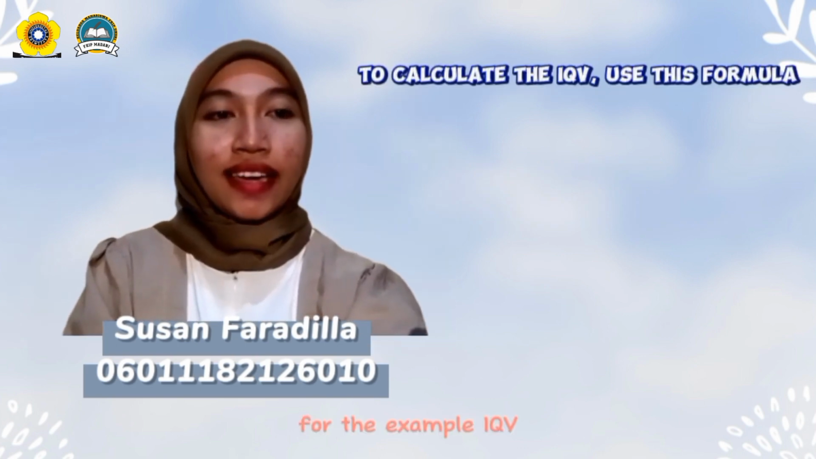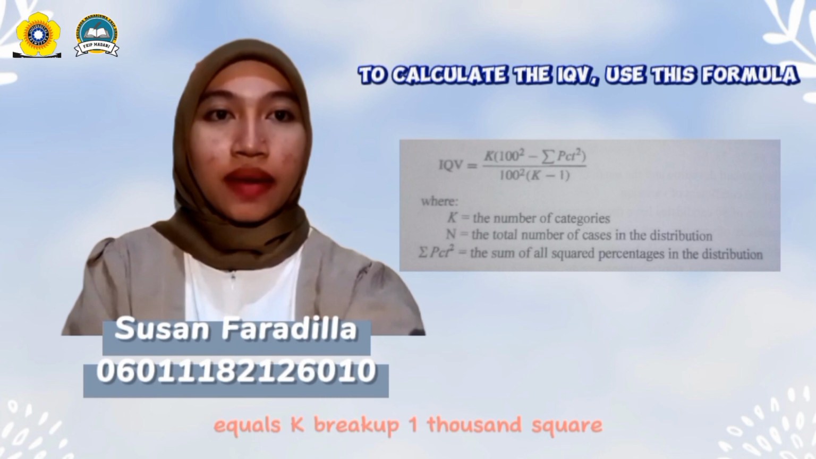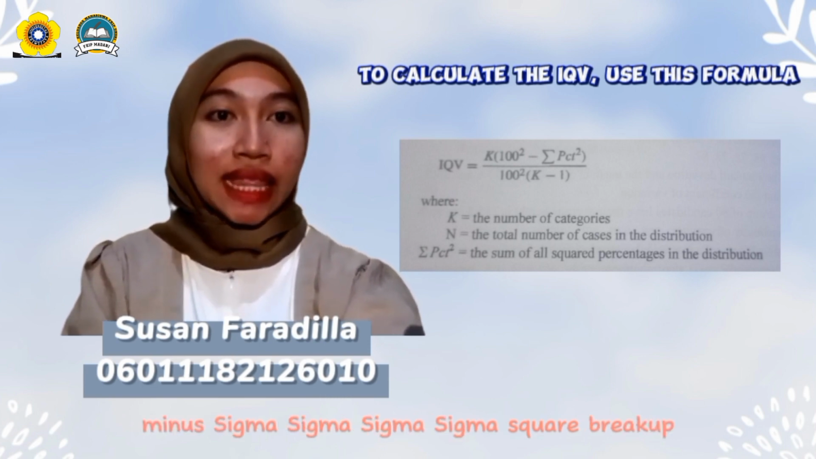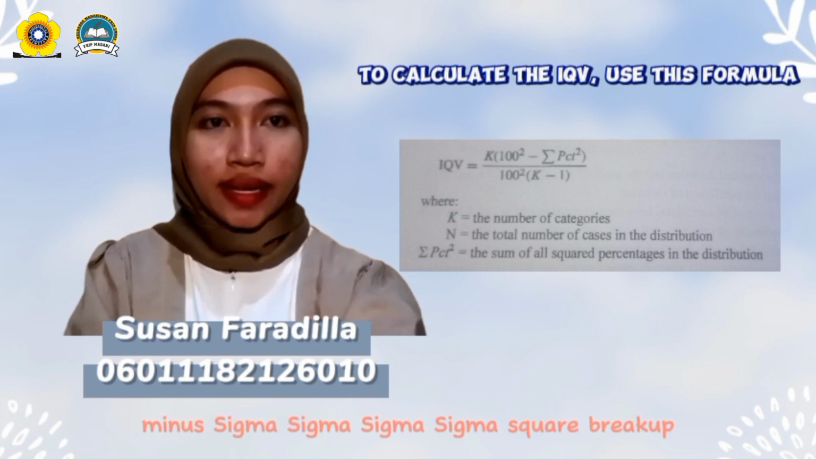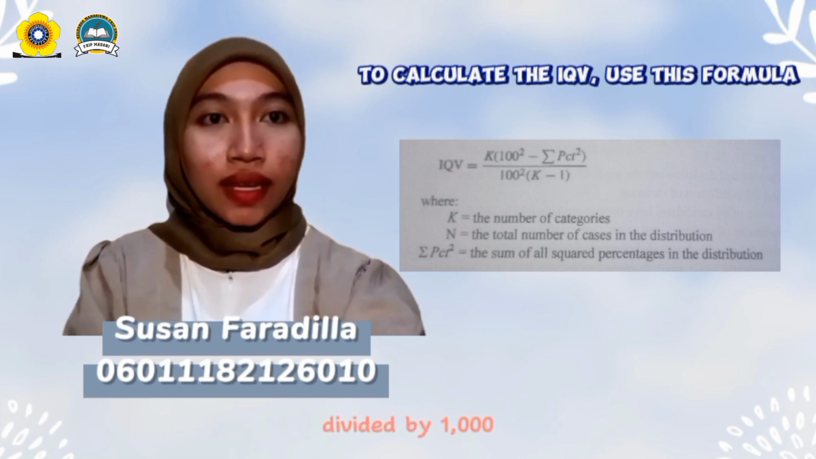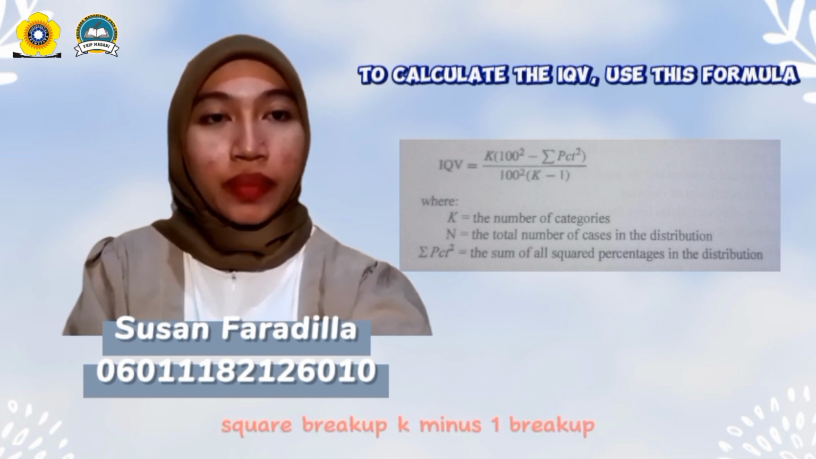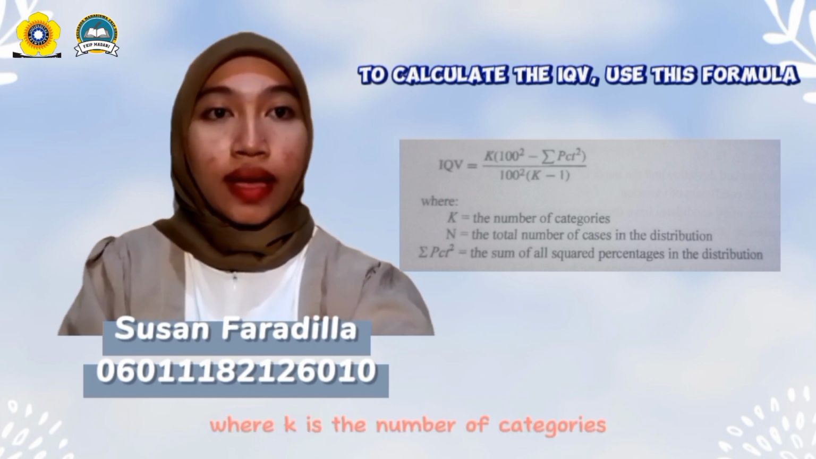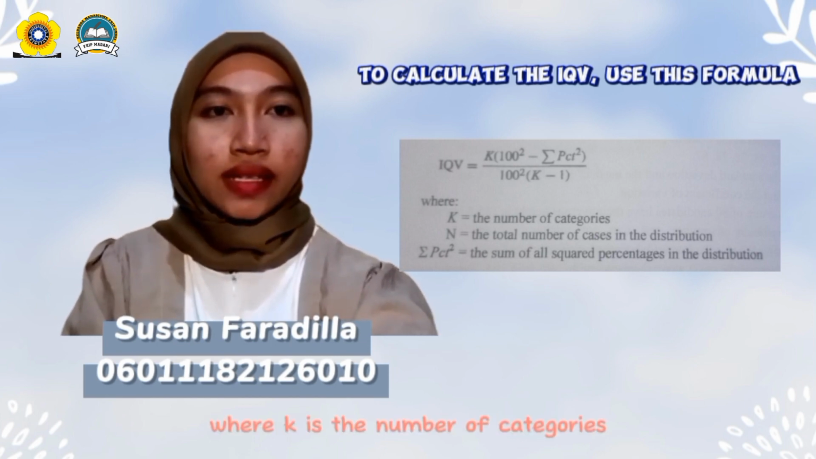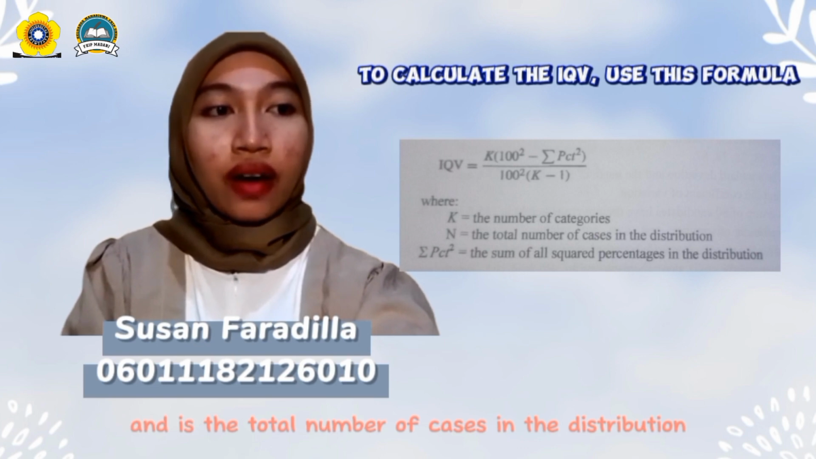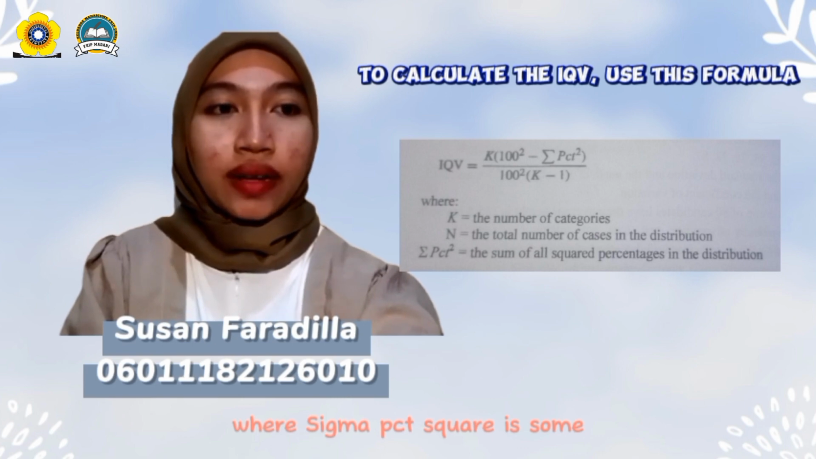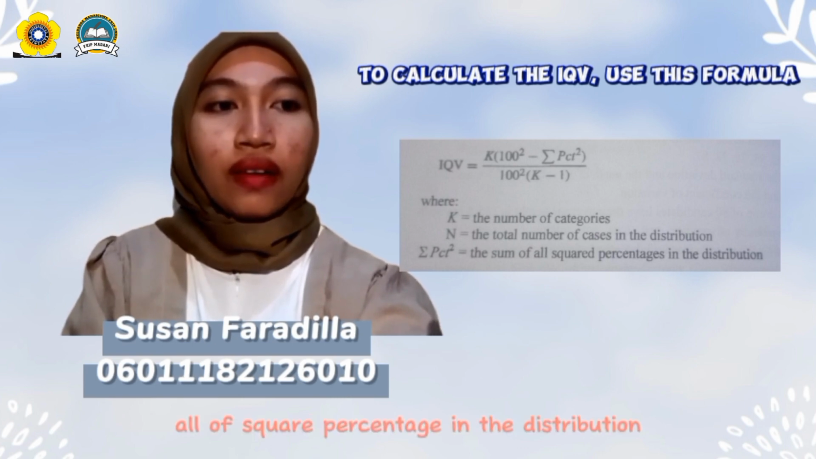For example, IQV equals K times (100 squared minus sigma PCT squared) divided by 100 squared times (K minus 1), where K is the number of categories and the total number of cases in the distribution is 100. Sigma PCT squared is the sum of all the squared percentages in the distribution.